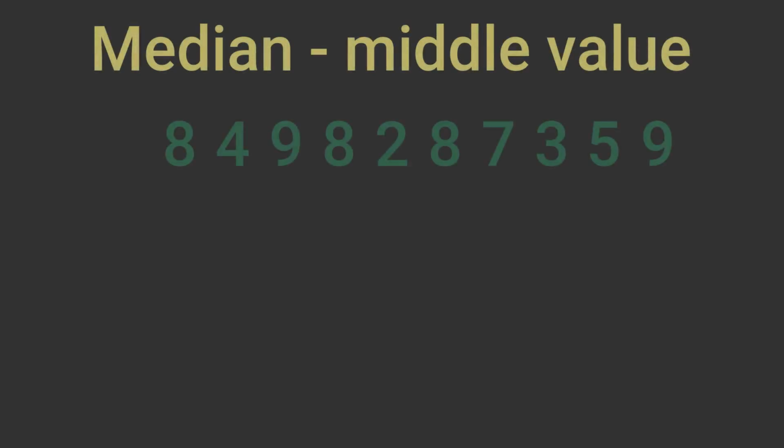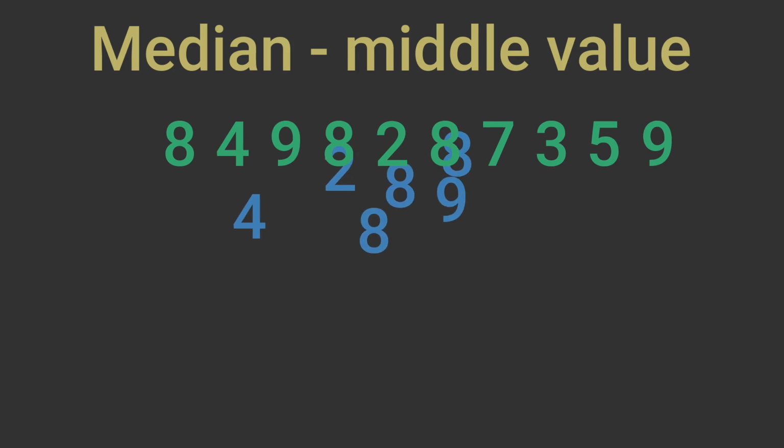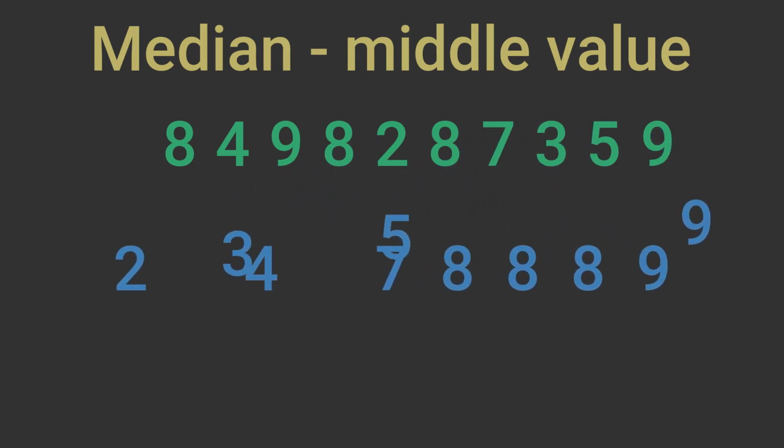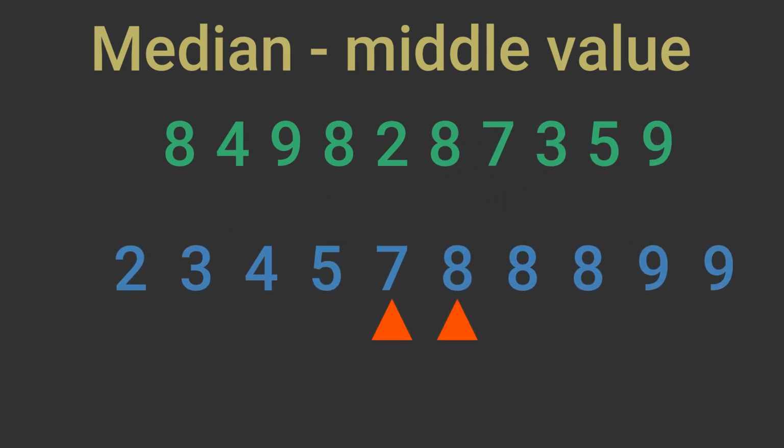We need to do something slightly different if we have an even number of items, like this. This time there are 2 middle values, item 5 and item 6. The median value is halfway between those 2 item values. The values are 7 and 8, so the median is 7.5.